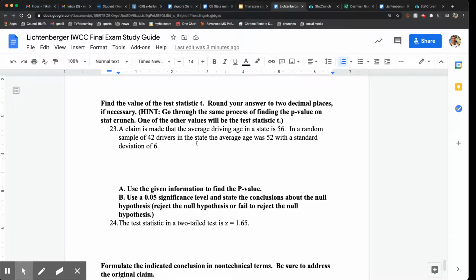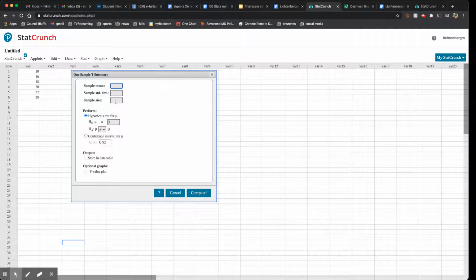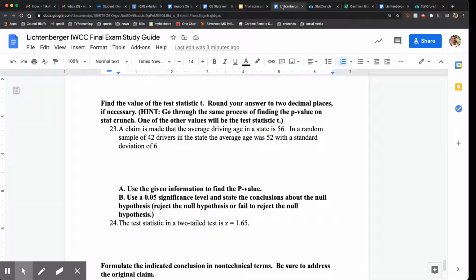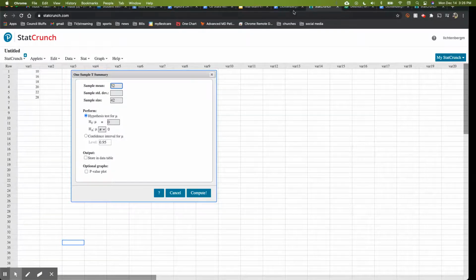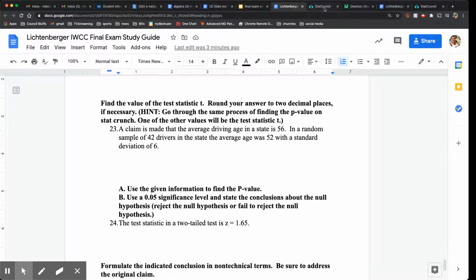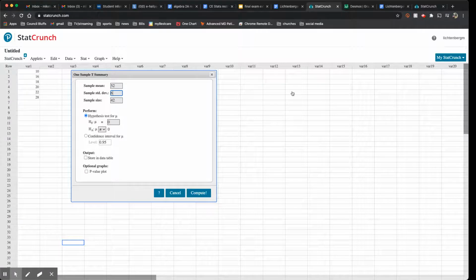So a claim is made that the average driving age in a state is 56. In a random sample of 42 drivers, so 42 is the sample size. In the state, the average age was 52. So the sample mean is 52 with a standard deviation of 6. Okay.